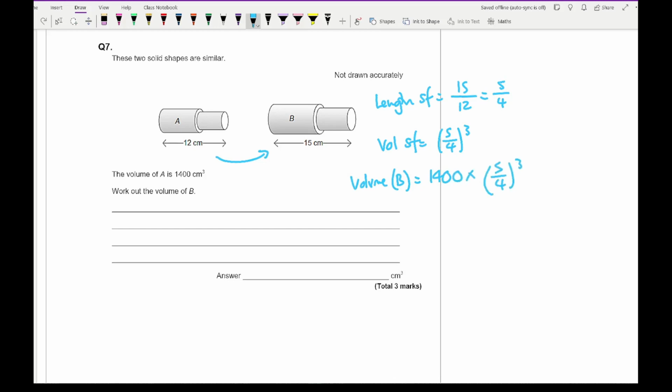And if I type that all into my calculator, I'm going to get an answer of 2734.375. And again, I can round this number if I wanted to. So 2734.4, and that's been rounded to 1 decimal place.